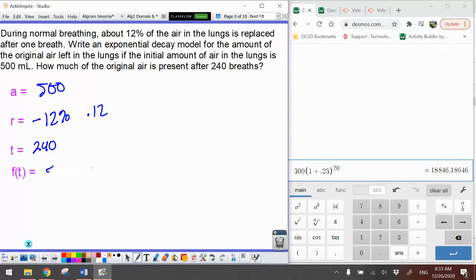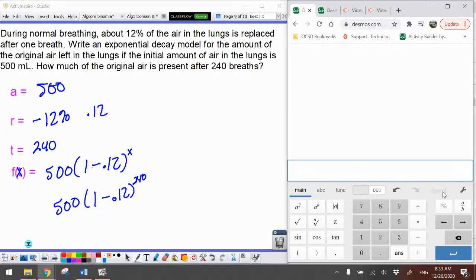So my function is 500 times (1 minus 0.12) to the power of x. I'm going to make that an x for our purposes of what we're doing today. I want to show you how to use the Desmos graphing calculator to come up with our numbers. So let's figure out what we should be getting. 500 times (1 minus 0.12) to the 240th power for 240 breaths.